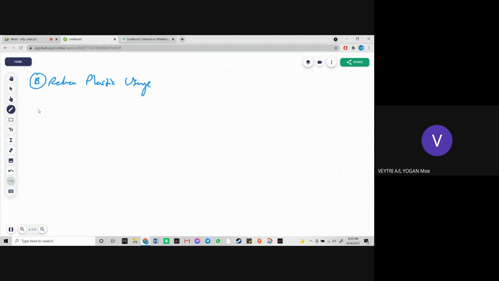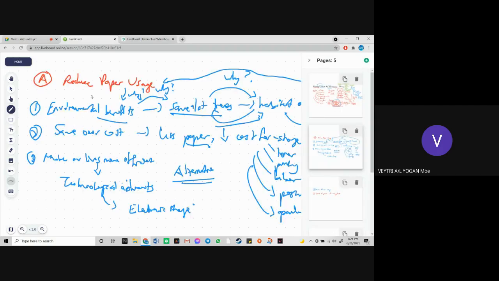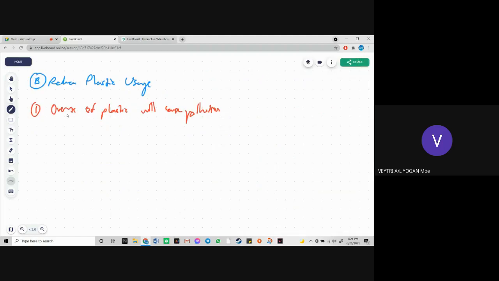Okay, now, first and foremost, why reduce plastic usage? This is because overuse of plastic will cause pollution. Okay, now let's take a step back and have a look. Over here, we have looked at the bright side of everything. It can save the environment, and so on. This side, we flip around how we think. If we were to not use plastic, it will cause environmental benefit. But if we were to overuse plastic, it will cause pollution.